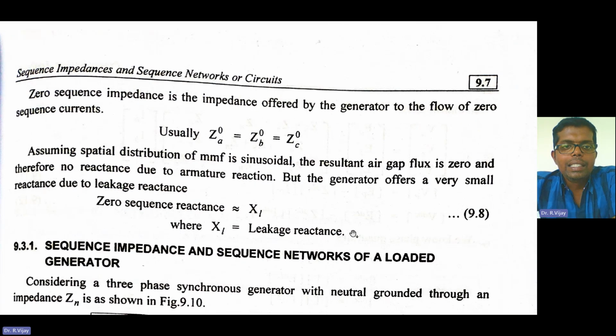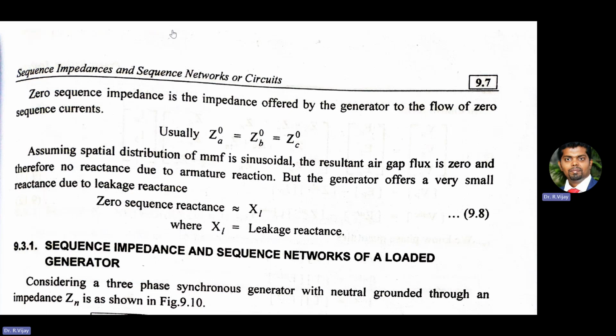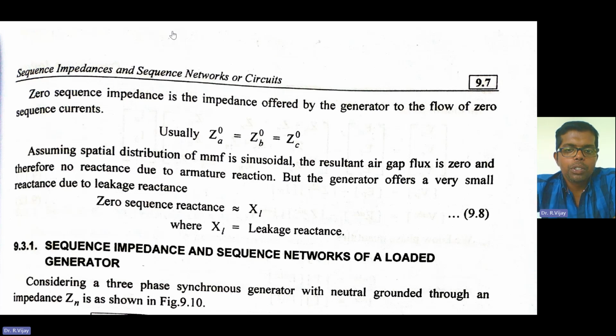Next, coming to the zero sequence impedance, it is the impedance offered by the generator to the flow of zero sequence current. Usually the zero sequence impedances will be the same, that is, ZA0, ZB0, and ZC0 are all equal. Assuming the spatial distribution of MMF is sinusoidal, the resultant air gap flux is zero, and therefore no reactance due to the armature reaction. But the generator offers a very small reactance due to the leakage reactance. So the zero sequence reactance is approximately equal to XL, the leakage reactance.